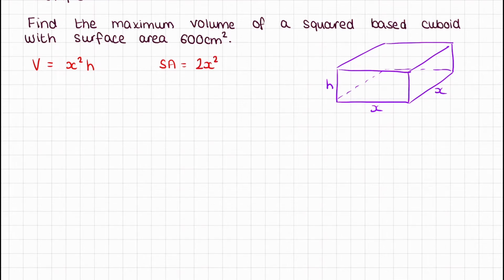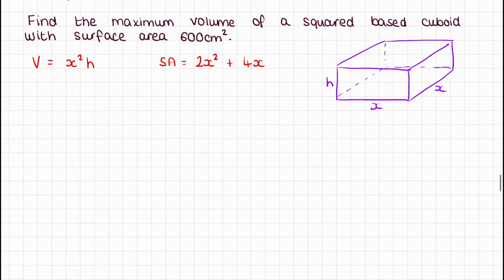For the surface area, we're going to have 2 of the base, because you've got the base and the top of the shape, which would be 2x squared. Then the outside sides are all the same too, so you're going to have 4 of those, so plus 4 times xh. We also know the surface area is 600, so 600 equals 2x squared plus 4xh. Now we've got 2 formulas, one for volume and one for the surface area.